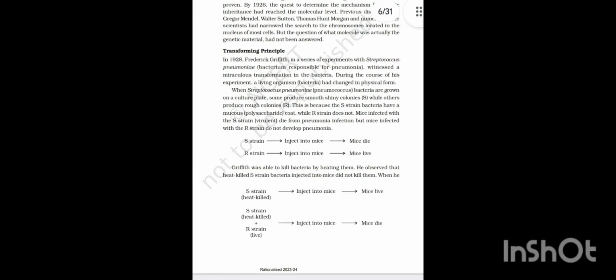Then, the search for genetic material. Even though the discovery of nuclein by Miescher and the proposition of the principles of inheritance by Mendel were almost at the same time, the fact that DNA acts as genetic material took long to be discovered and proven. By 1926, the quest to determine the mechanism of genetic inheritance had reached the molecular level. Previous discoveries by Gregor Mendel, Walter Sutton, Thomas Hunt Morgan and numerous other scientists had narrowed the search to chromosomes located in the nucleus of most cells, but the question of what molecule is actually the genetic material had not been answered.